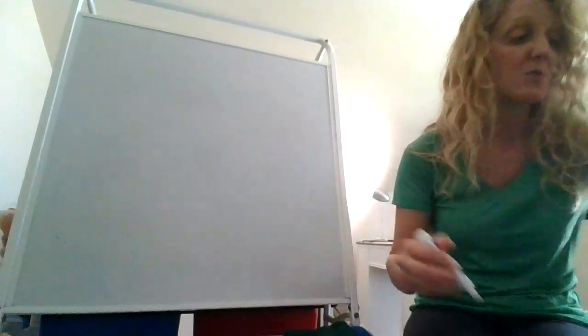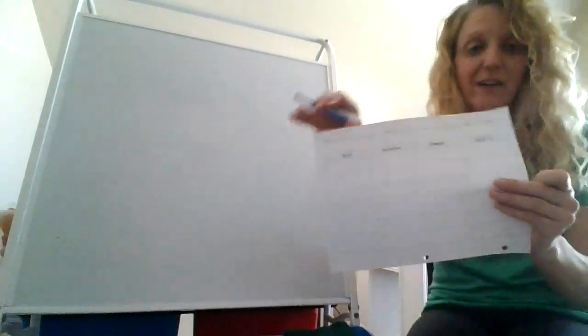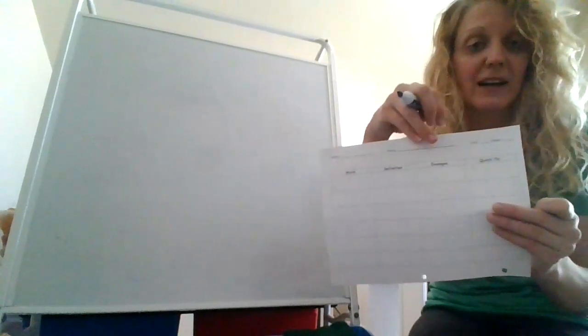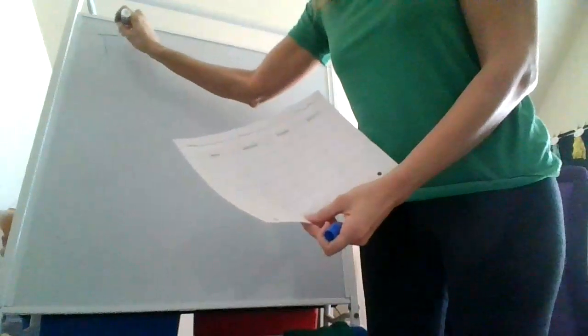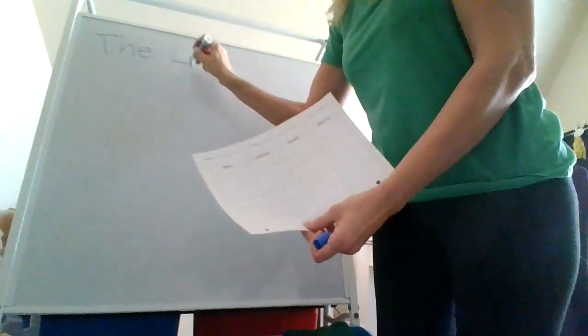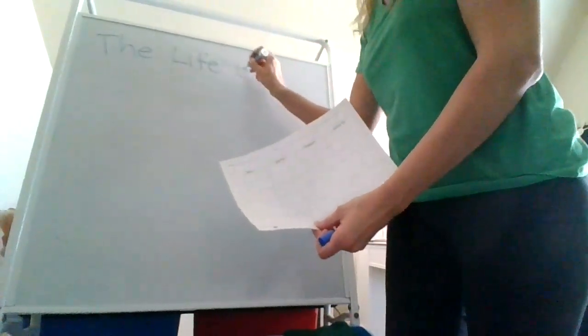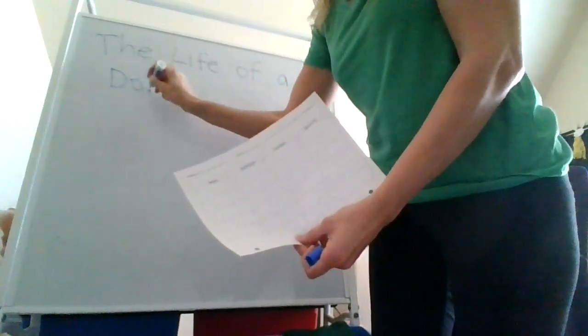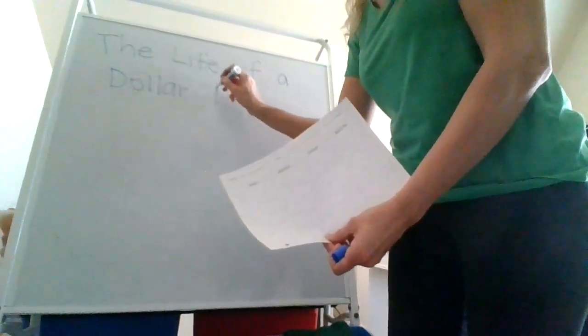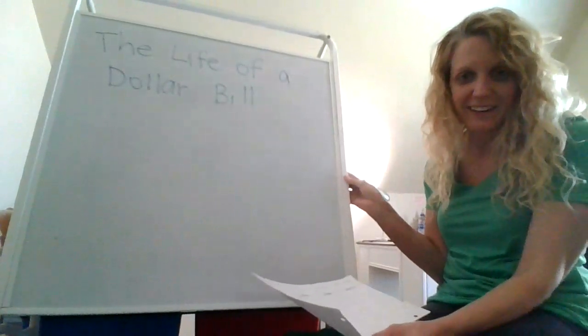The first word, first of all, let me tell you, because you'll be filling this out by yourself. So if you're writing on this, you can write the title, or if you're writing on your own paper, just write the title at the top. The title of our story this week is The Life of a Dollar Bill. I hope you can see that okay.